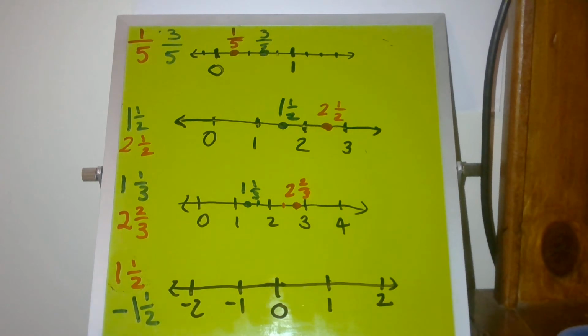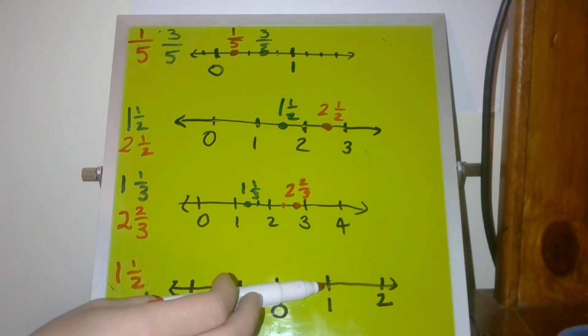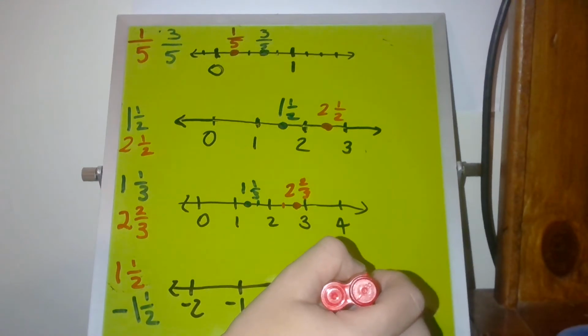Now with this last one, we're going to have a look at one negative number. We've got a positive number, 1 1/2. So we can do 1 1/2. We'll go across to 1, and then 1/2 across.